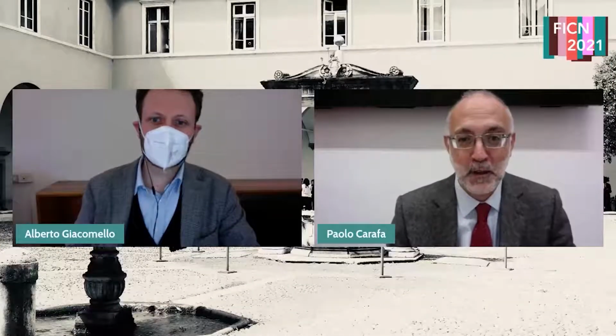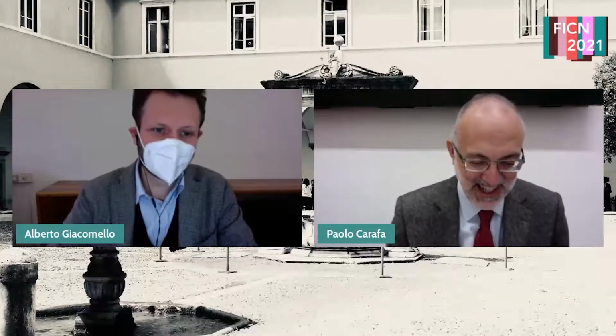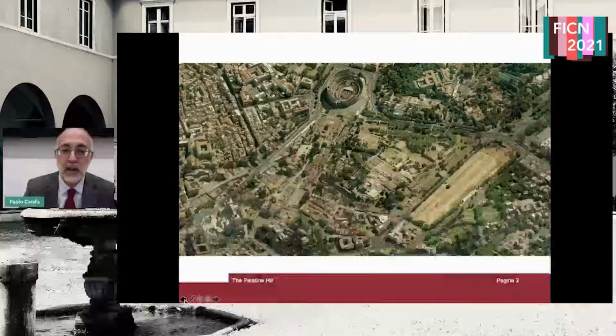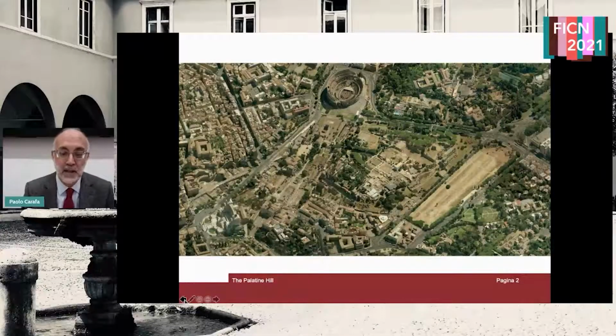Good afternoon, and thank you very much once again. I am really happy to share the results of our latest activities on the Palatine Hill. Here is our place, the Palatine. It is still the core of our over 35 years long activity in Rome.